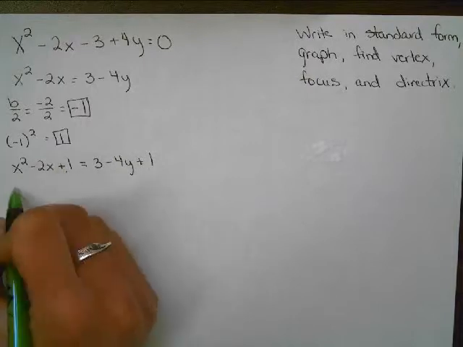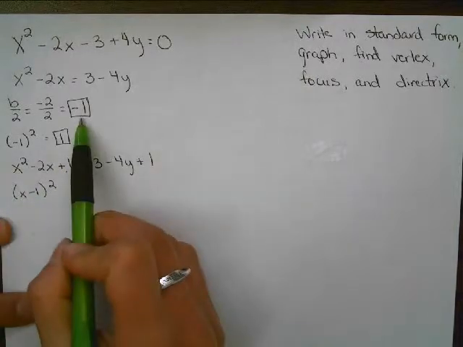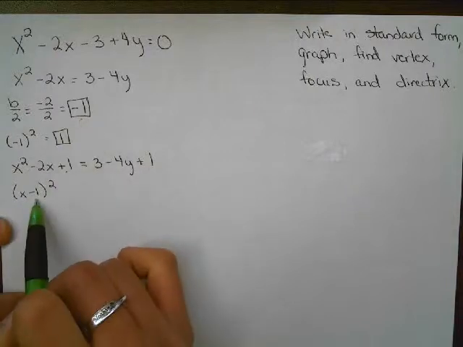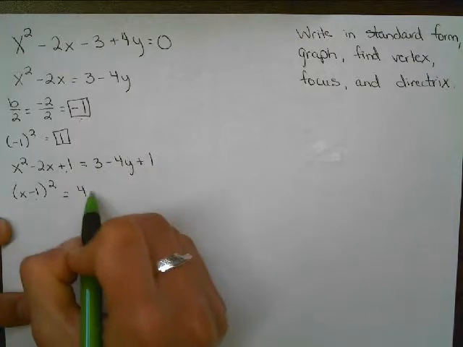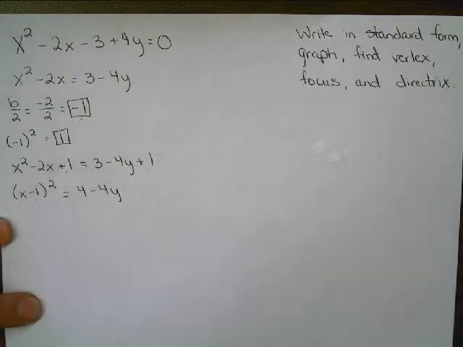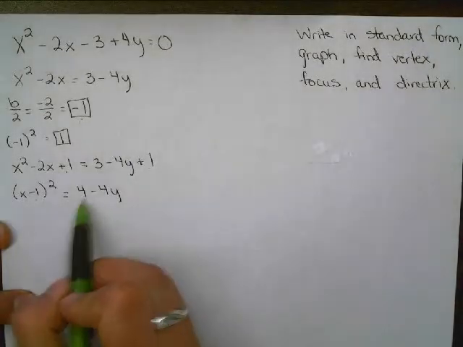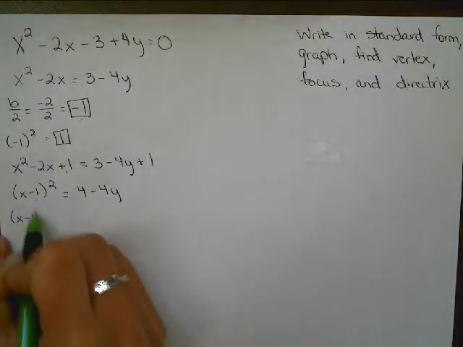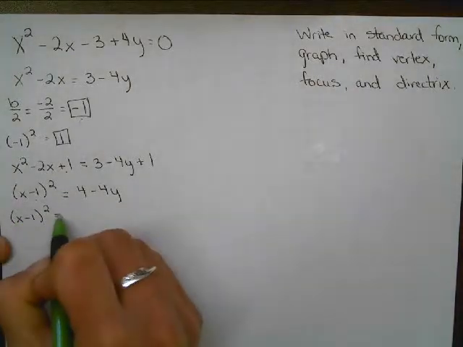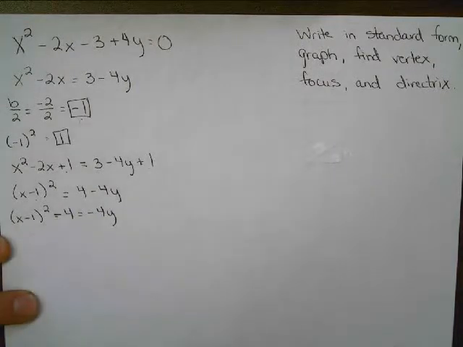And now to simplify this, I get x minus 1, that whole thing squared. I'm using this minus 1 to put the minus 1 in here. Equals 3 plus 1 is 4. So 4 minus 4y. Now, this 4 needs to move back over here. So I get x minus 1 squared minus 4 equals negative 4y.